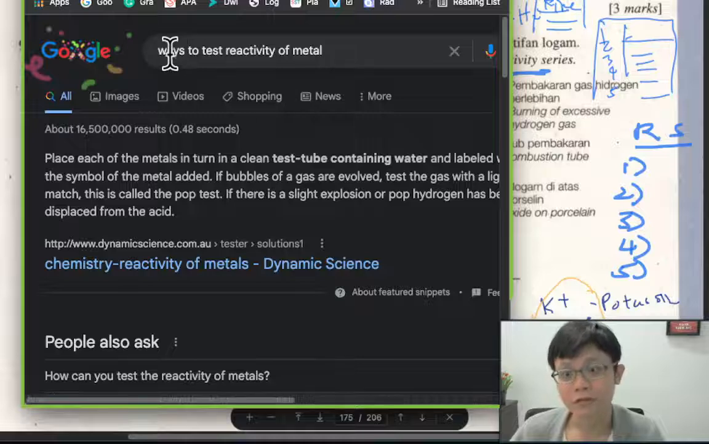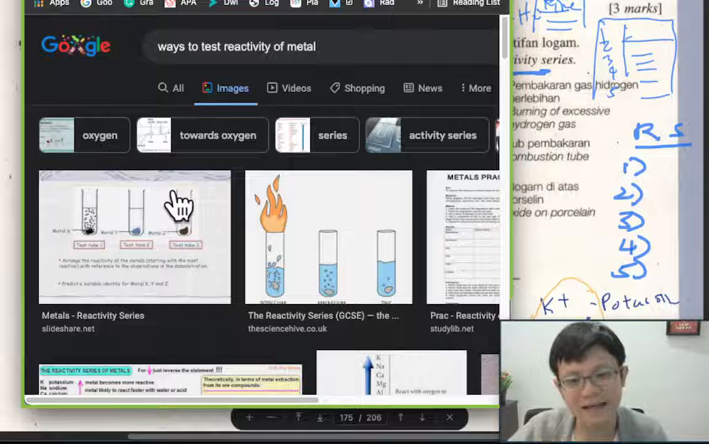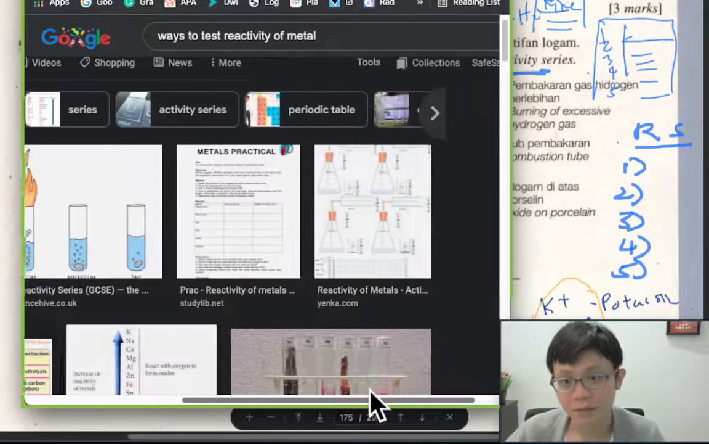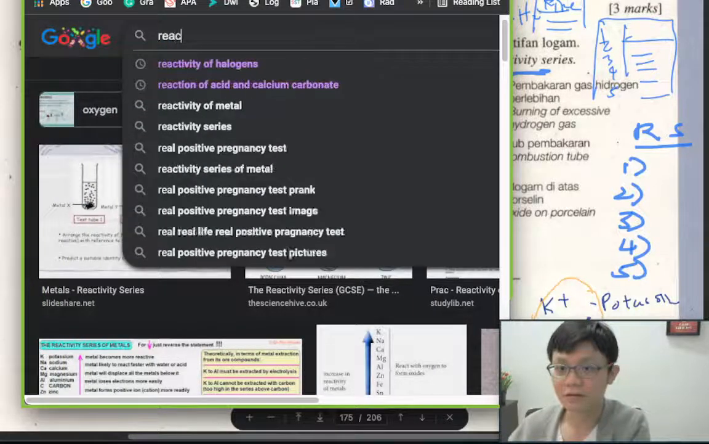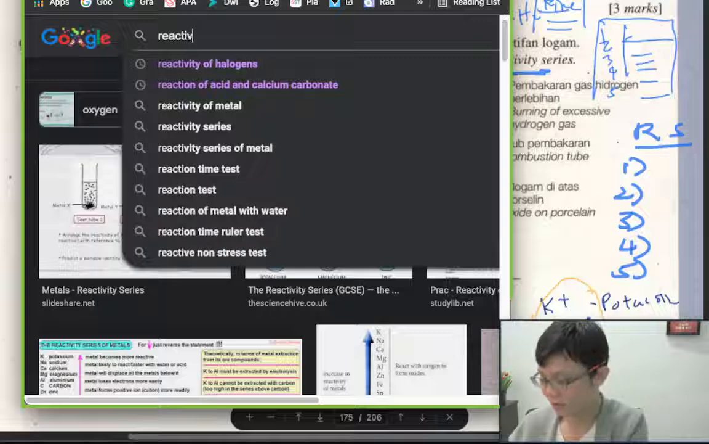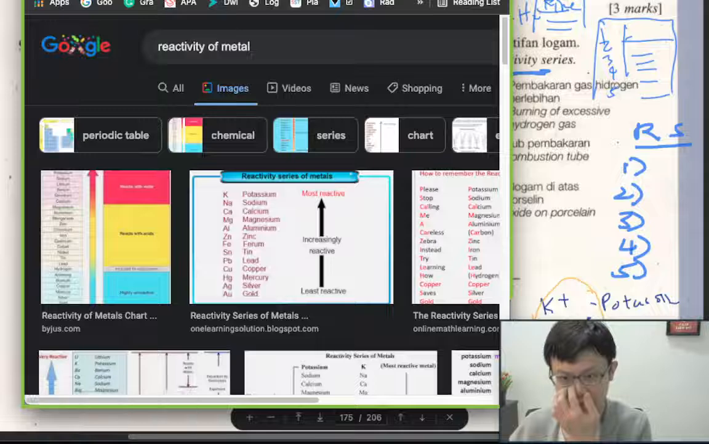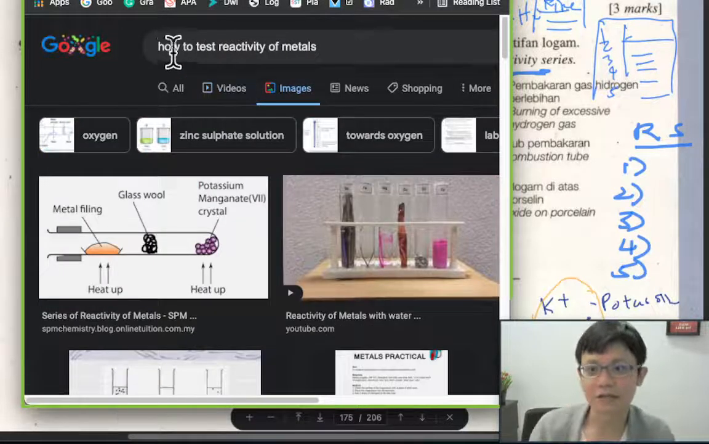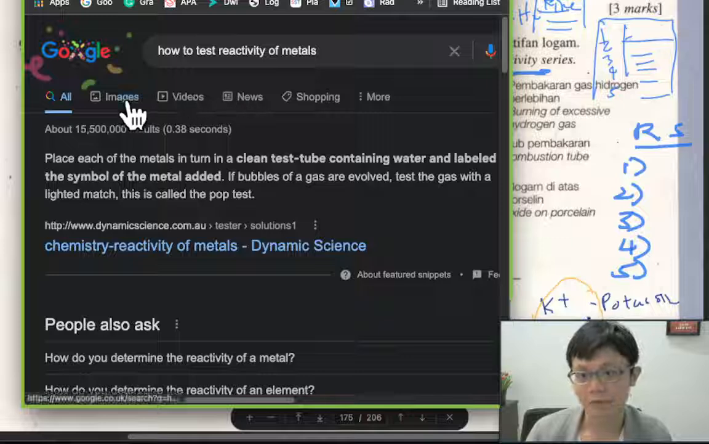Correct or not? So, ways to test reactive metal, you press image. Usually you press reading, but for me I press image, because when I look at the picture, I know what it is about. Okay, so I prefer the reactivity of metal. Let's say I type in Google how to test reactivity series. Of course you can read, that is better, but I put in image so I can teach.